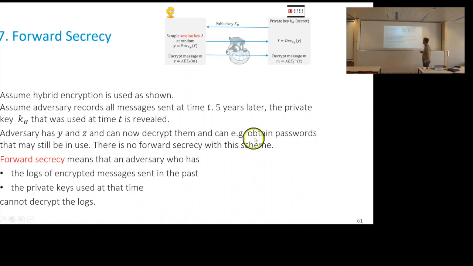With the hybrid encryption scheme that we've seen here, if I know the private key, and I recorded all of that, I can now decipher this message. Therefore, I will have L, and then if I have L, I can decipher all the next messages here.